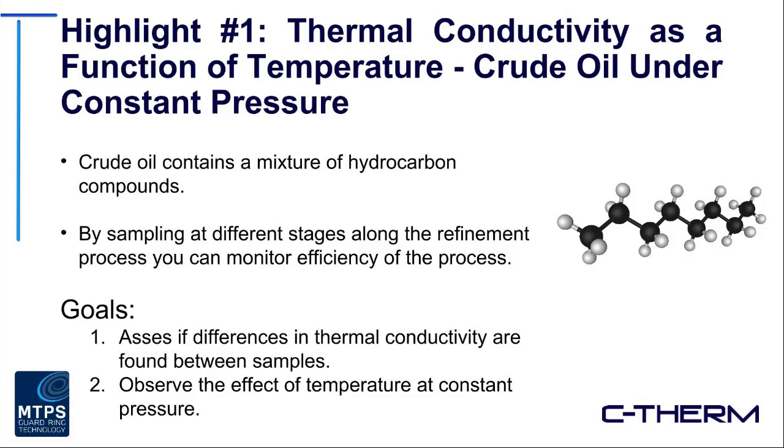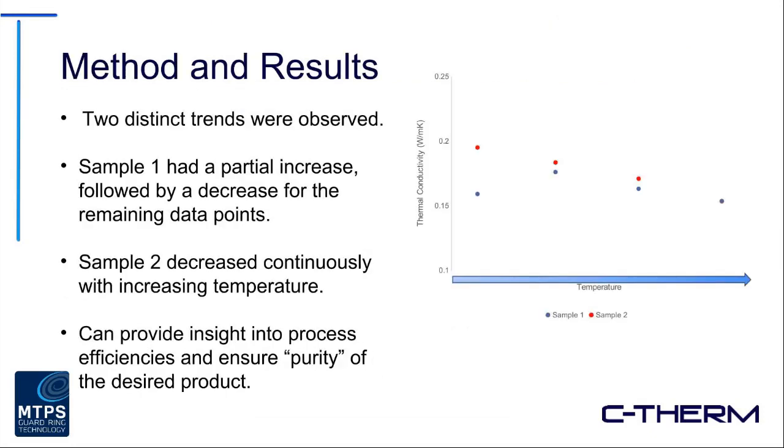So the goals of the study were to assess if differences in thermal conductivity are found between the different samples, and to observe the effect that temperature has on the materials themselves. So this was done on 2 different oil samples, again, under constant pressure. But what was found was there are essentially 2 different trends observed between the materials. Sample 1, seen in blue there, at room temperature, at the low end of the temperature range, had a lower thermal conductivity, which then increased initially with temperature. And then as the temperature profile continued, we saw a steady decrease.